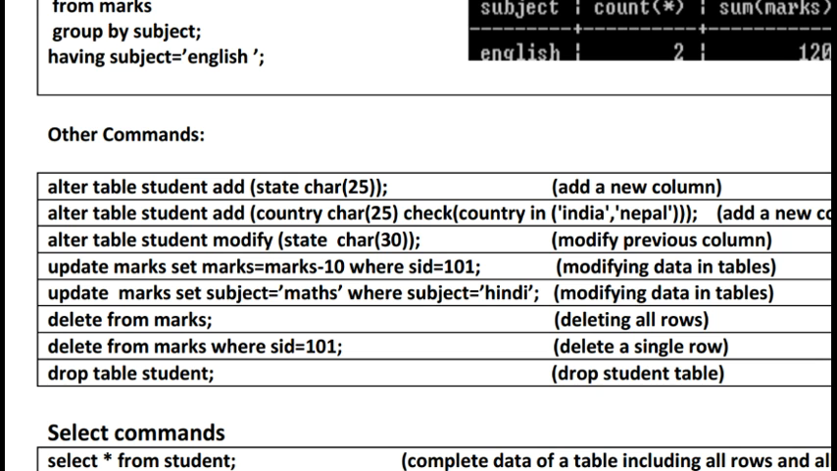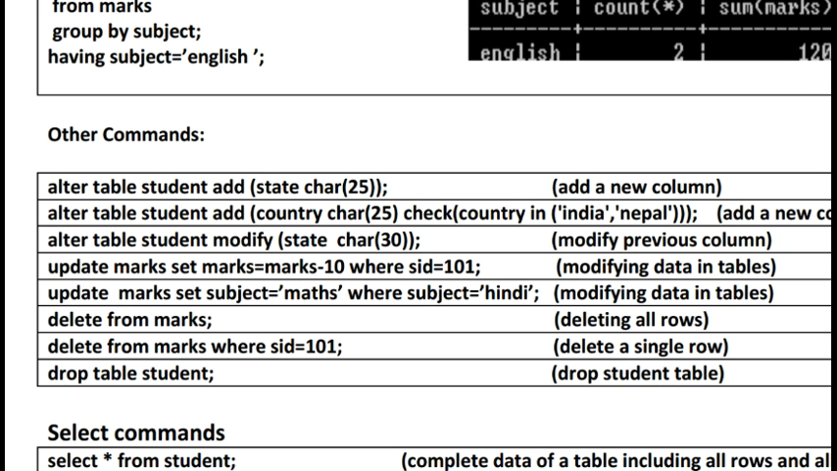Okay, UPDATE marks SET subject = 'Maths' WHERE subject = 'Hindi'. First it searches for the Hindi subject, and all Hindi subjects will be replaced by the Maths subject. Next, DELETE FROM marks deletes all the rows. DELETE FROM marks WHERE SID = 101 means only the 101 record will be deleted.